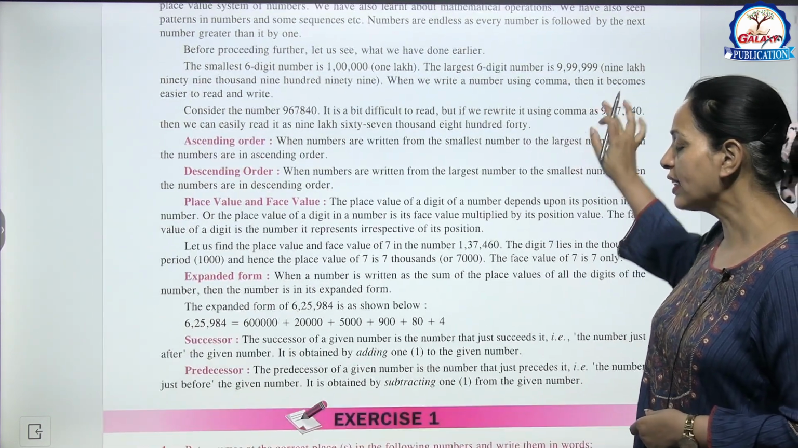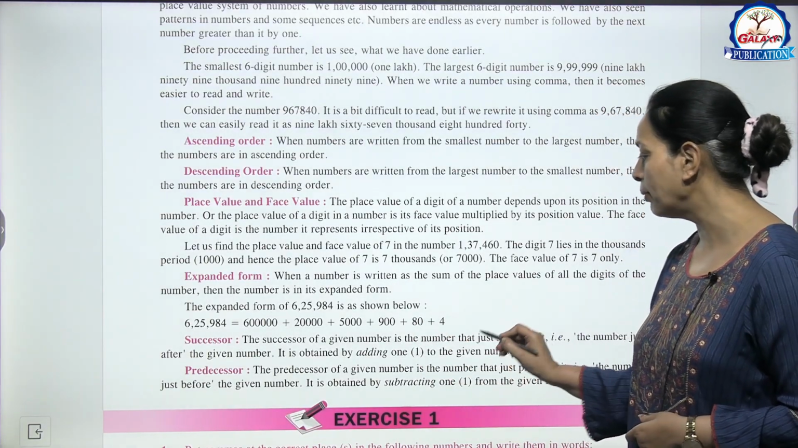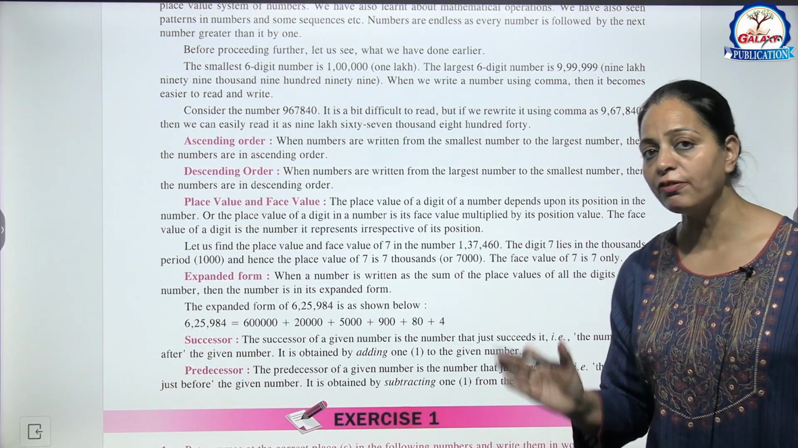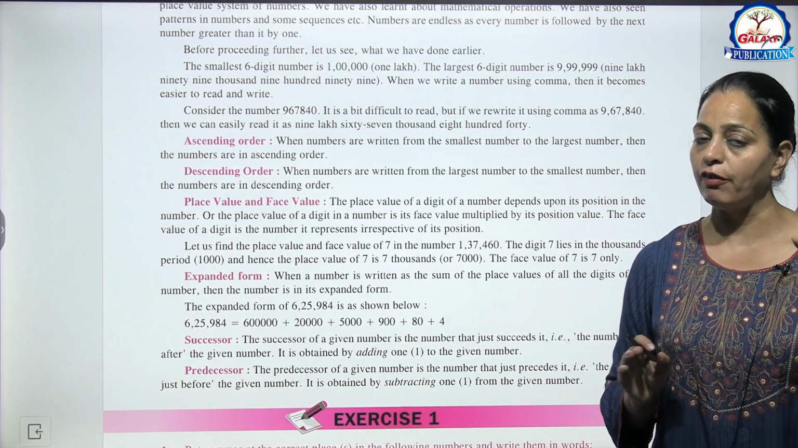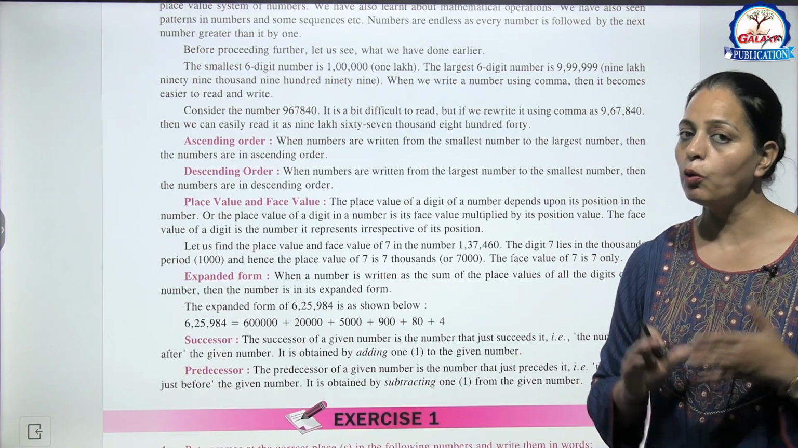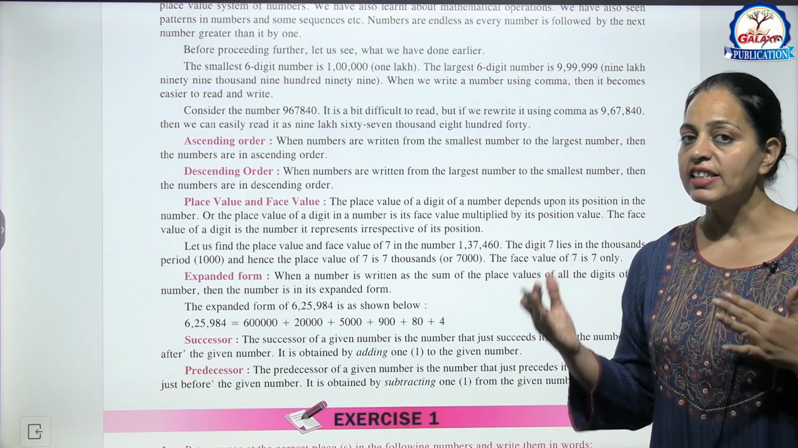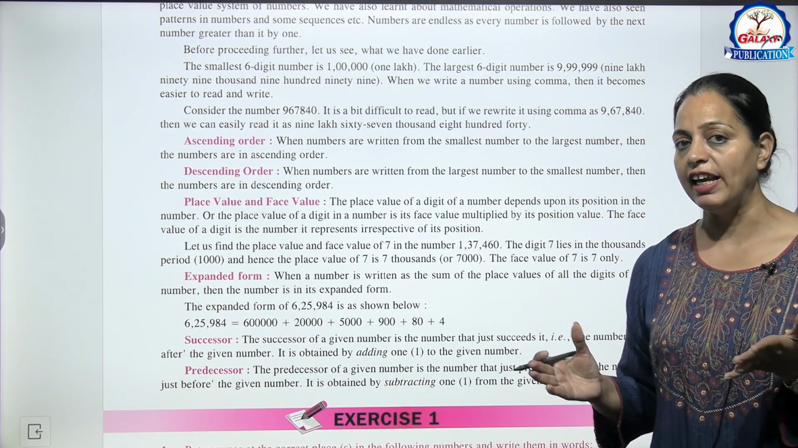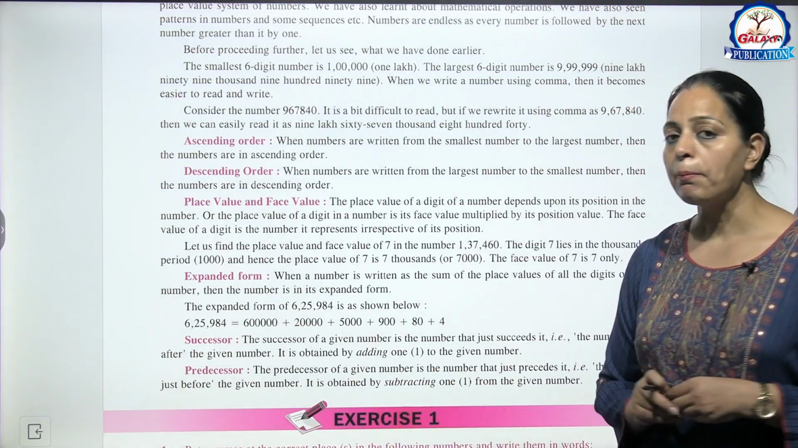Okay. Now next is the successor. The successor of a given number is the number that just succeeds it, that is, the number just after the given number. It is obtained by adding 1 to the given number. If any number is given and we want its successor, what to do? Plus 1. Like 6 plus 1 is 7. 7 is the successor of 6. Like 10, 10 plus 1, 11. 11 is the successor of 10. Right?